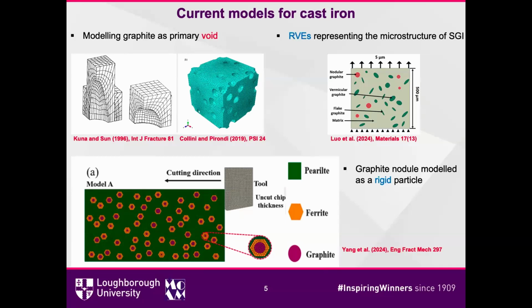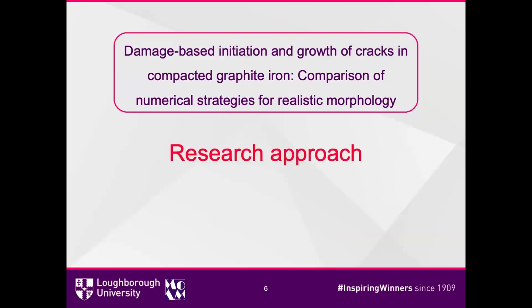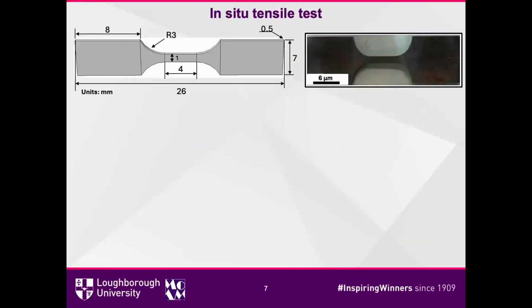However, some people think of modeling the graphite as a primary void. So there is some discussion about that. And now let's talk about the research approach.